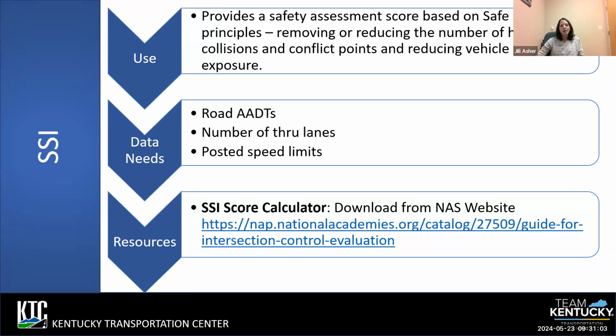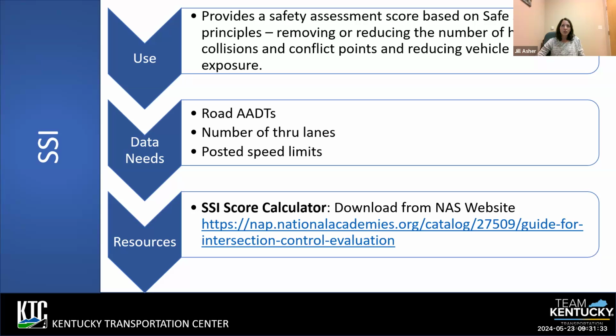And then SSI is Safe Systems for Intersections, and it provides a score from 1 to 100, with higher scores being more desirable. There is an SSI tool for interchanges as well, but we're just going to go over the intersection one. It provides a safety assessment based on safe system principles. So it's looking at intersections that remove or reduce the number of high angle collisions, conflict points, and reducing speeds and exposure. That's what that's based on.